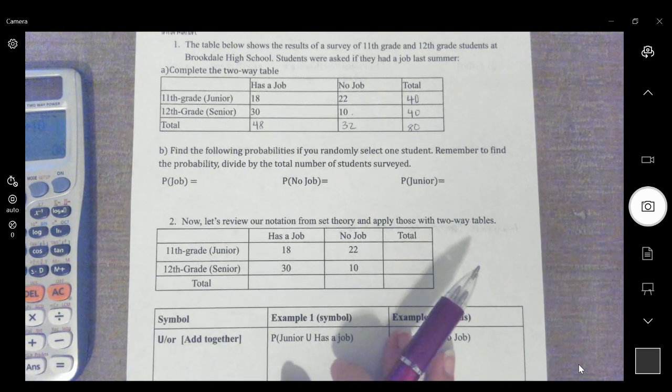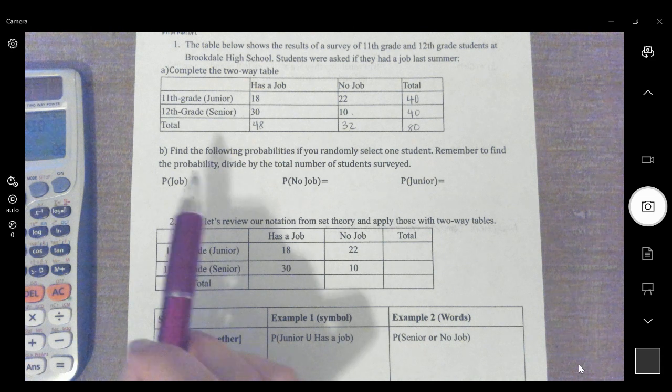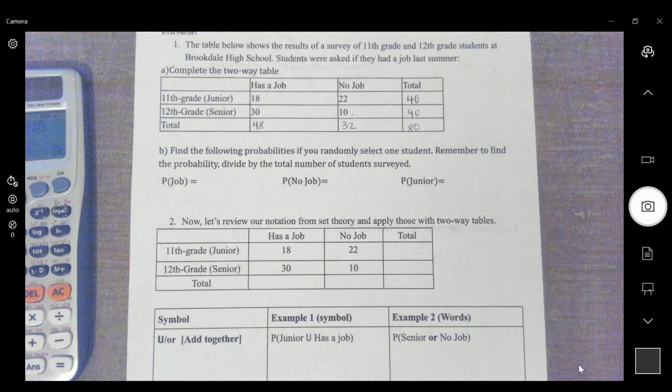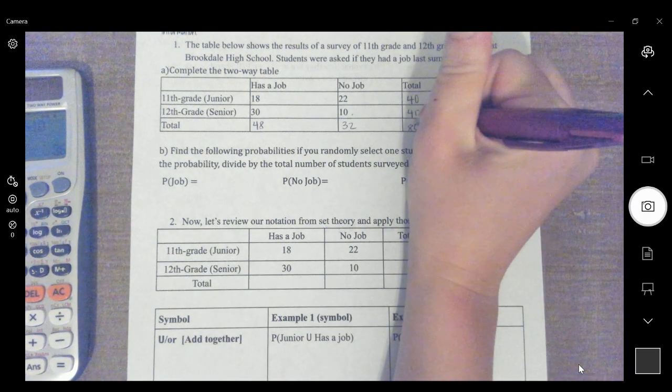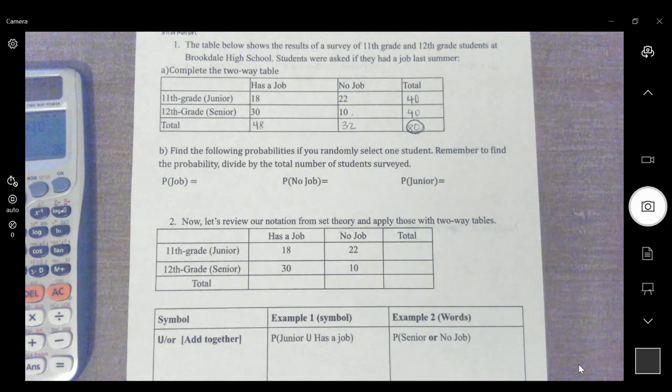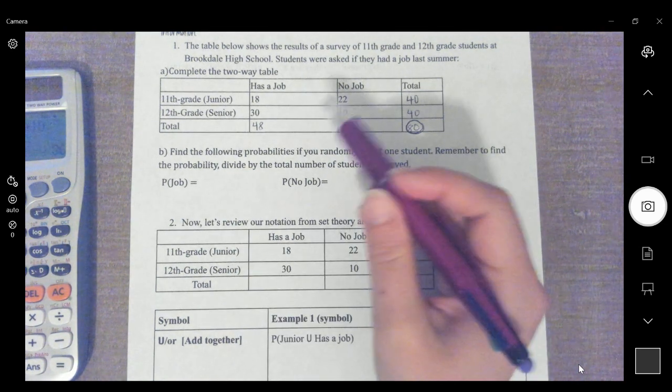Okay, so now let's look at some basic probabilities. It says find the following probabilities. If you randomly select one student, remember to find the probability, divide by the number of students surveyed. So this is where that number will matter. We want the total number of students surveyed. Sometimes they'll just ask you how many. If it just asks how many, don't divide, just find the number from the table.